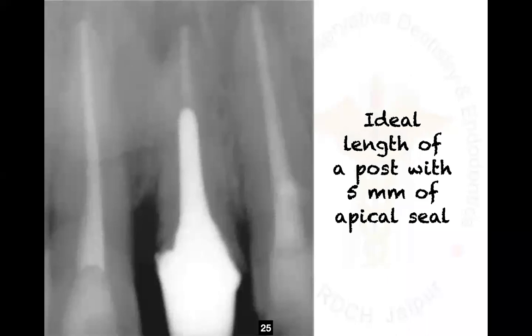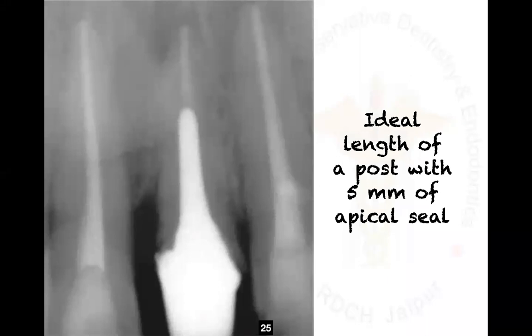Ideal length of a post with 5 mm of apical seal. Now, if you correlate, there is no dead space. You see a good post. It is a custom post. Why am I saying custom? Because the core is also fabricated together. It is a cast post or a metal post. I'm trying to show you here.